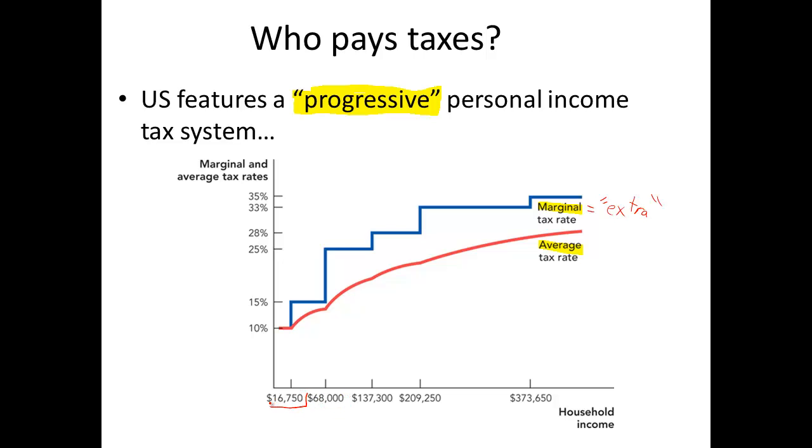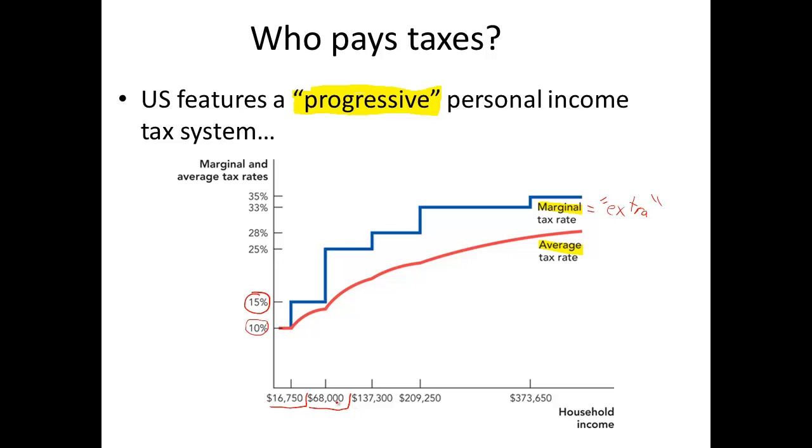How it works is that for your first $16,750 of income, you pay 10%. So if that is your income, multiply it by 10%, and of course it'd be about $1,675. That would be your tax bill. Now, any income between $16,750 and $68,000 is going to be taxed at a 15% rate. And you'll notice your average tax rate will creep up, being pulled up by the marginal rate.